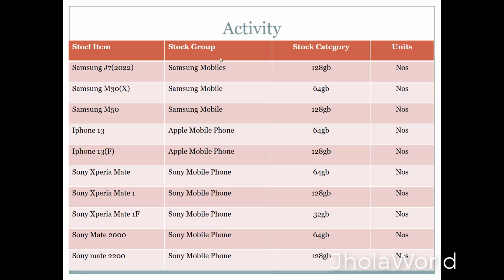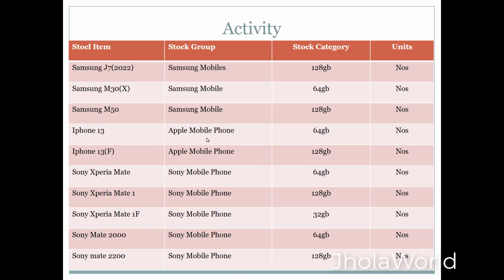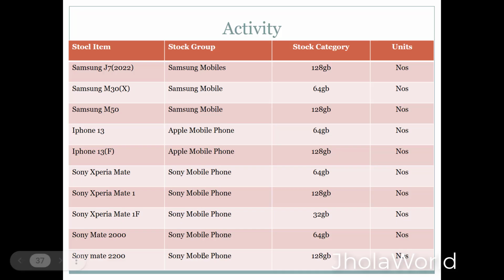Then second column we have stock group. Samsung we already have, Apple we don't have. Yeah, we already have Apple also, no problem. And Sony also we already have, so no problem. Groups we don't have to create anymore in this slide. Category also we have, I think, all, and unit is already there. So in this slide we don't have to create any more groups. So let us do this one.